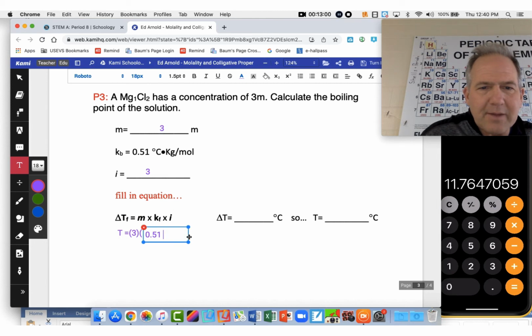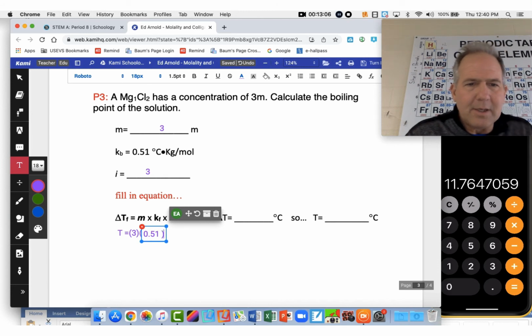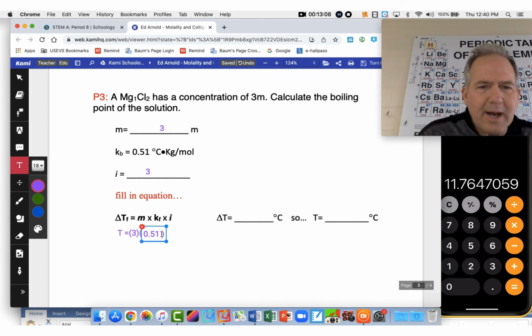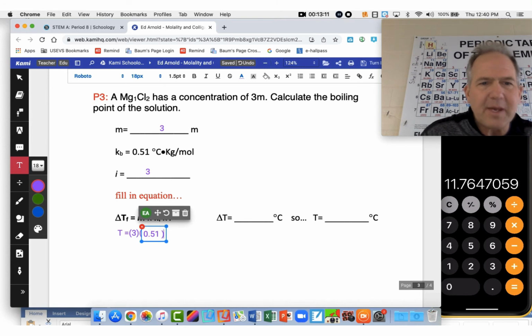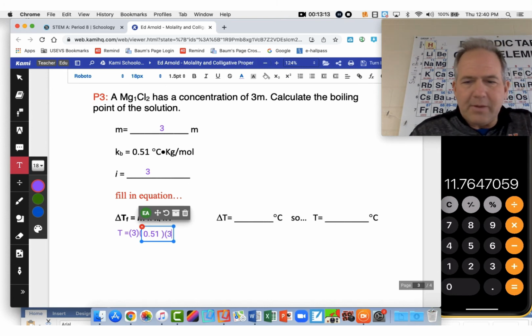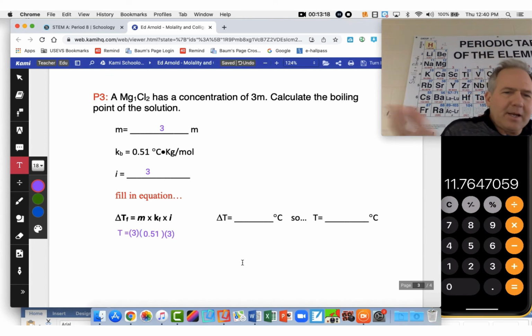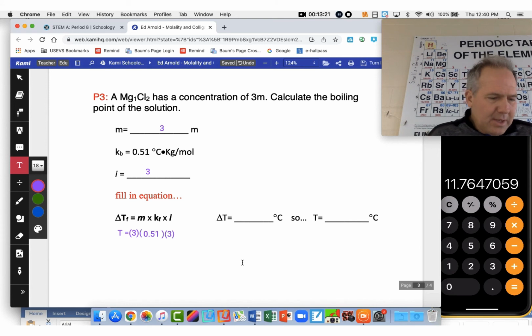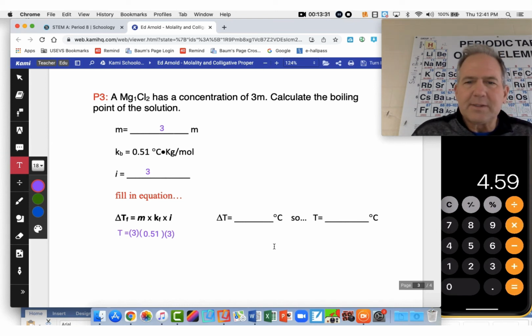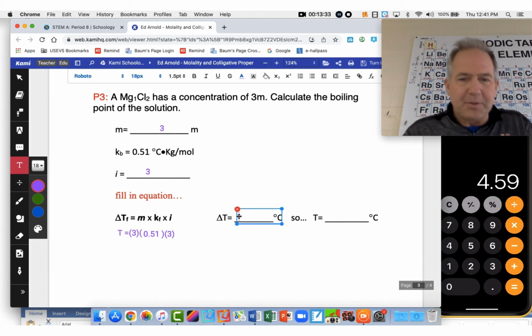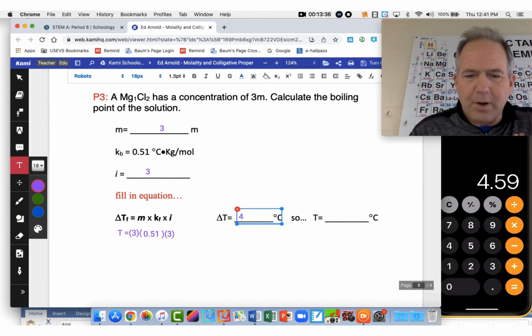All right, so we have that in the right spot. I'm going to adjust it. There we go, so it looks nice because why not? Now, we need i's, right? So how many i's did I say we had? We had 3. We already figured that out. We'll put it in the equation, and so we have everything on the same side. It's going to be a straightforward thing. So it should be 3 times 0.51 times 3 equals 4.6. The change in temperature is 4.6.